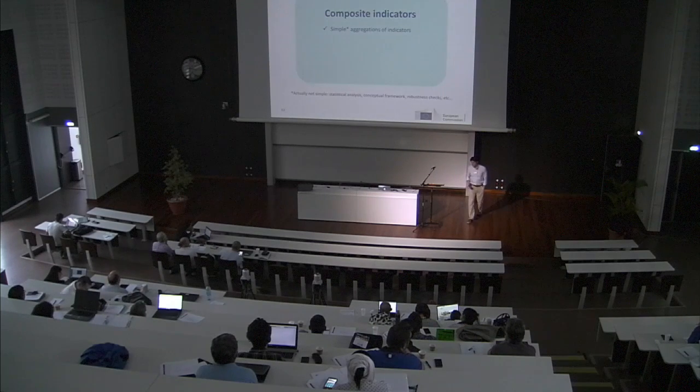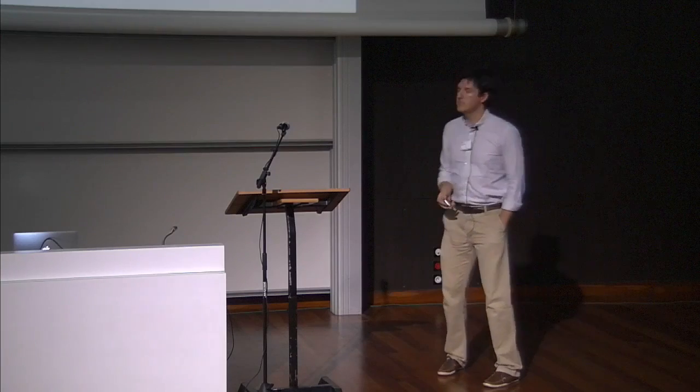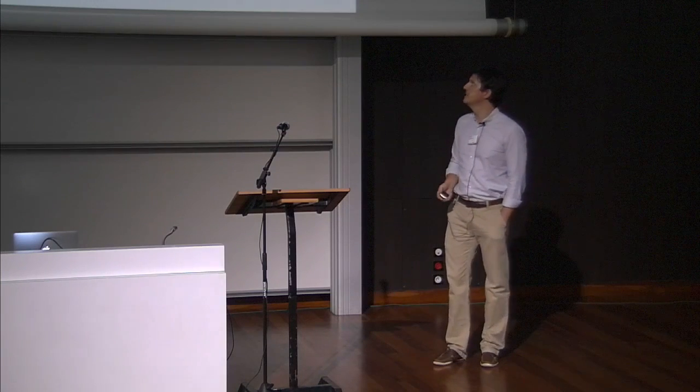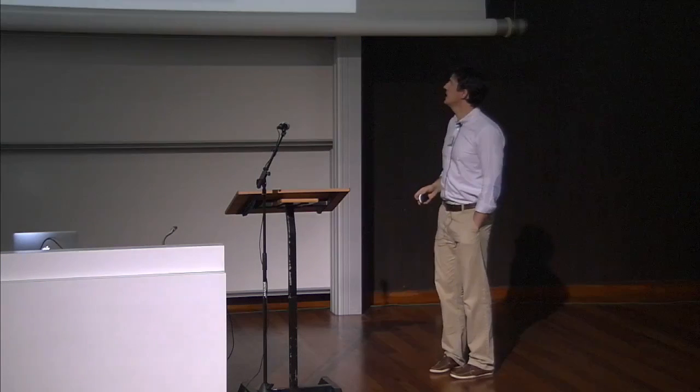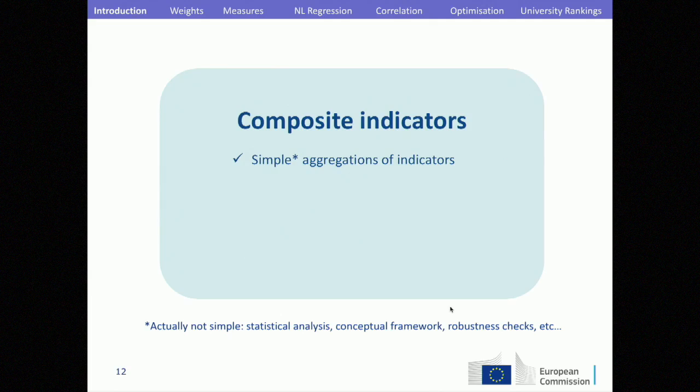So just to summarize, the composite indicators are simple aggregations of indicators, and I put a star there because actually they're not really that simple. There's a lot of statistical analysis that goes into them, and particularly the conceptual framework is something that is very difficult to get right, which means choosing the right indicators and justifying and so on. So there is a whole methodology behind this. It's not as simple as just adding them up. But they're simple in many ways.